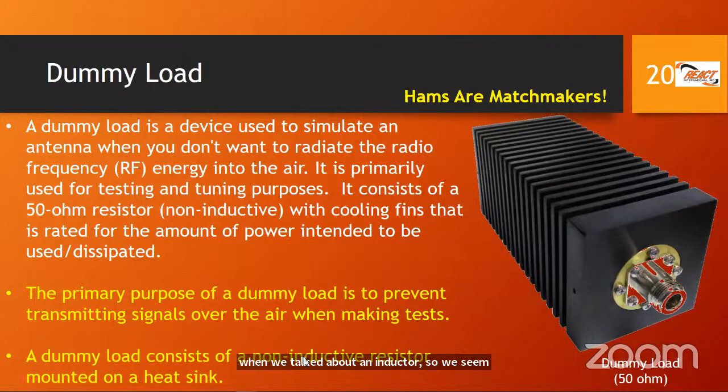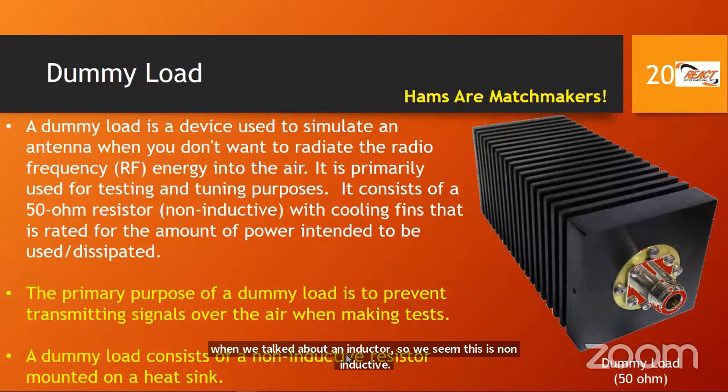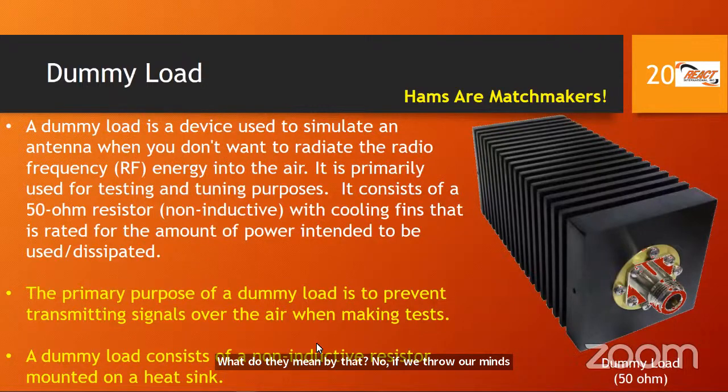Now, if we throw our minds back, we may recall that an inductor, right? We use L for inductor, inductance. And what did we say an inductor was? Let's think about it for a moment. A coil of wire, right? So that's an inductor. So what they're trying to say here is that it's non-inductive. So there's no inductor, there's no coil of wire inside of there. Why is that? Because if we had a coil of wire, then that could make it resonant and detuned and all of that, right? So it needs to be non-inductive.